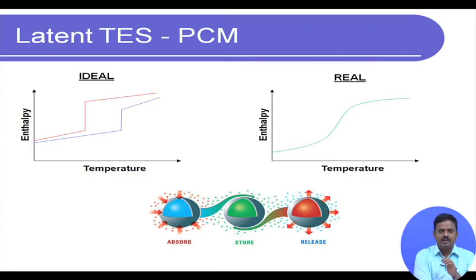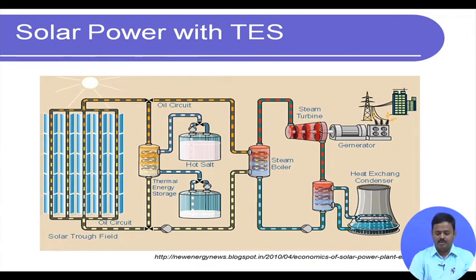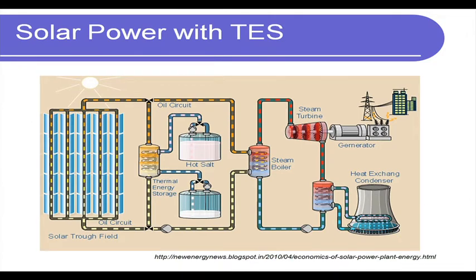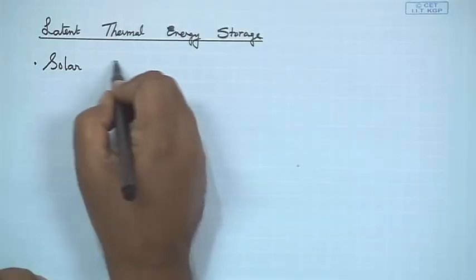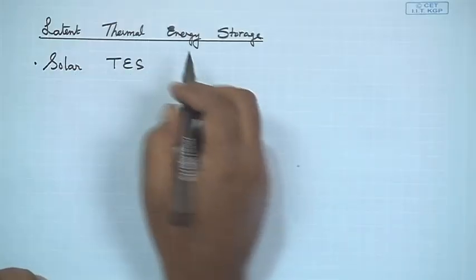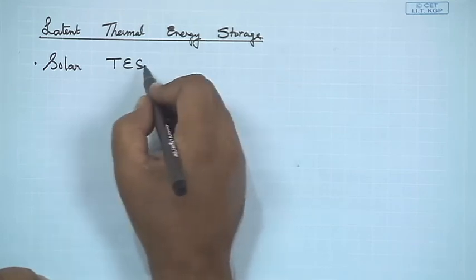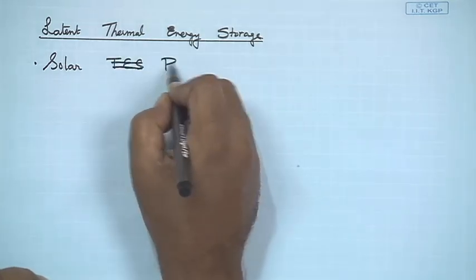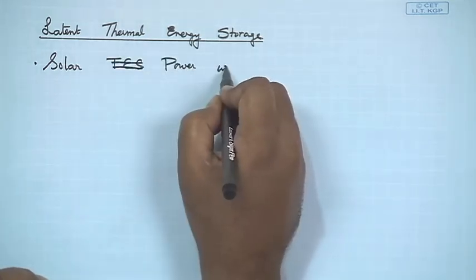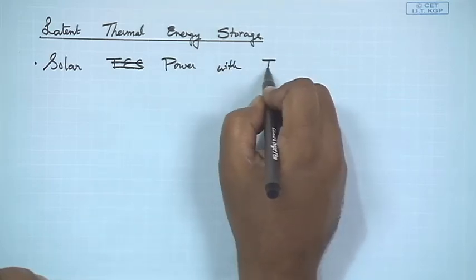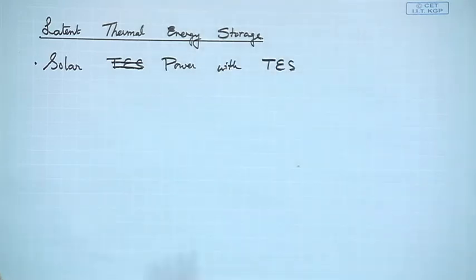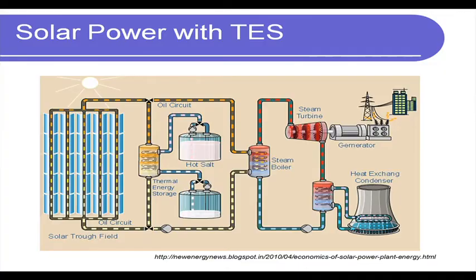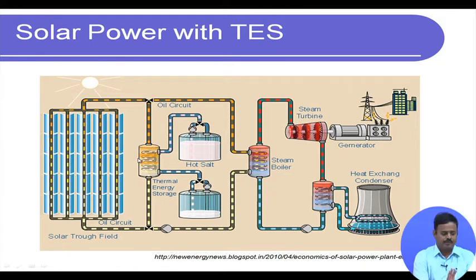What we will do next is look at 3 examples, and the first one is just an example here. You can think of a lot of other variations using the same principle. The first is solar power with thermal energy storage. Let us look at this picture over here and try to see how this works.